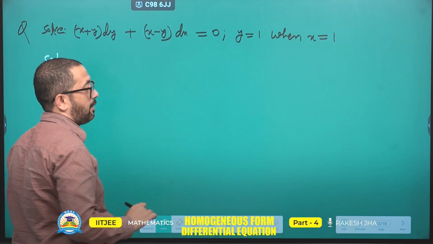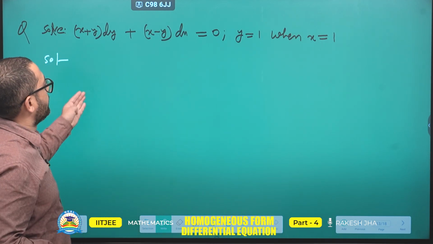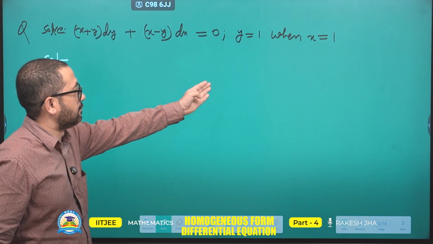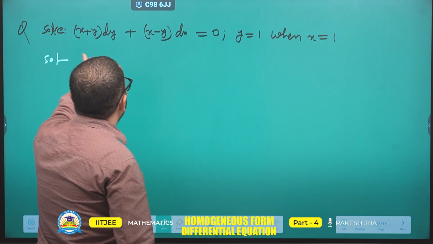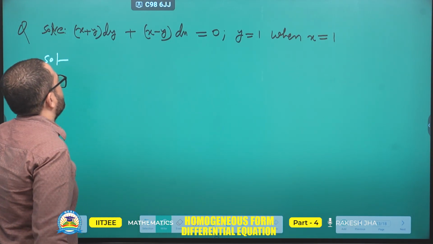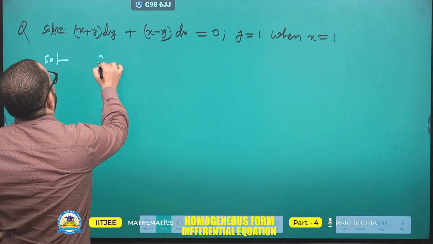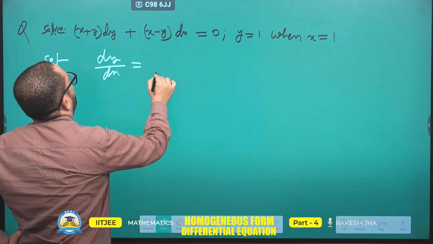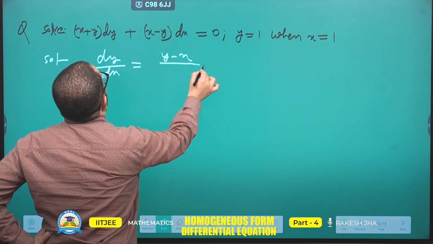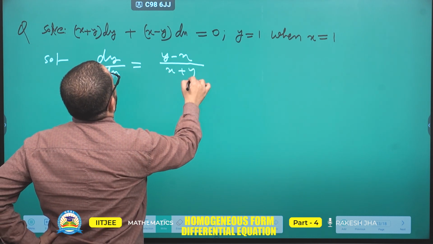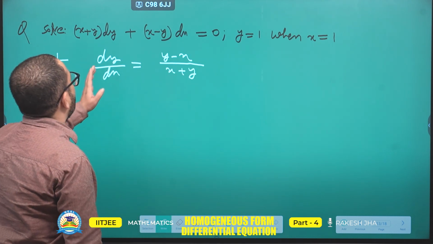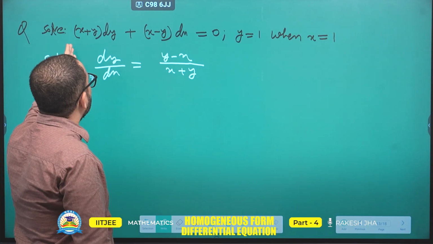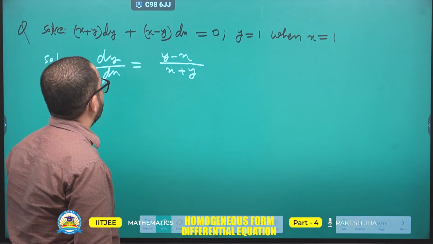First of all, we will go via general solution. Then at the end, we will put the value of x and y, and then we will get the value of c. So here dy by dx can be written as y minus x upon x plus y. So if it goes that side, dy by dx and then y minus x.